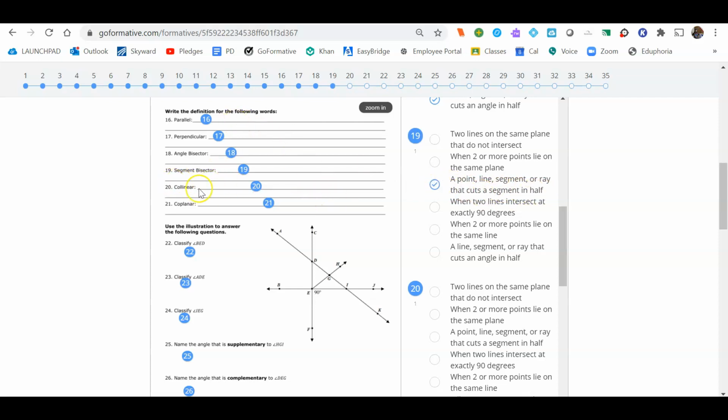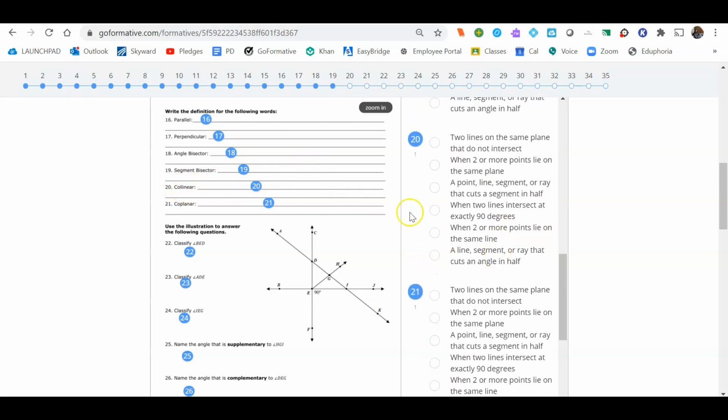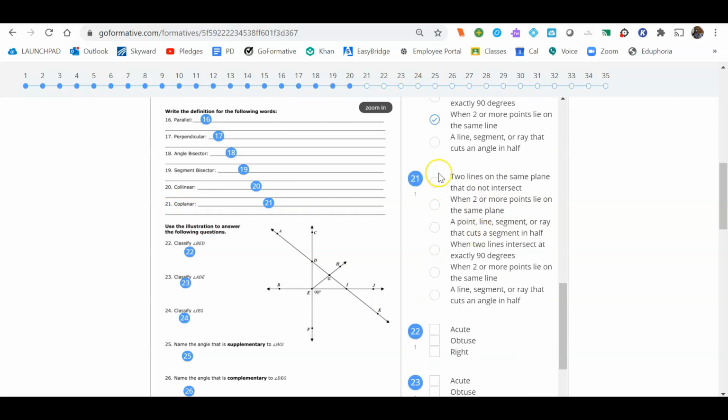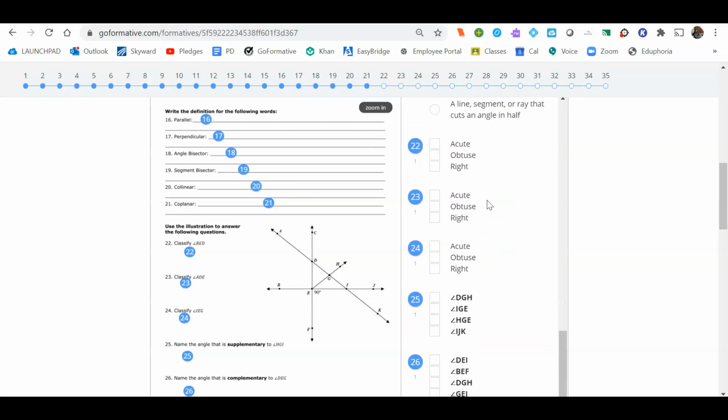All right. Collinear. Co means share, linear means line, sharing a line. Which answer says points sharing a line? It's not the second one because that says plane. It's going to be the second to last one here. When two or more points lie on the same line. Okay, and then coplanar. Co means share, planar means plane, sharing a plane. So on 21, when two or more points share the same plane, that would be the second one right here. All right. So we just got all that matching out of the way.